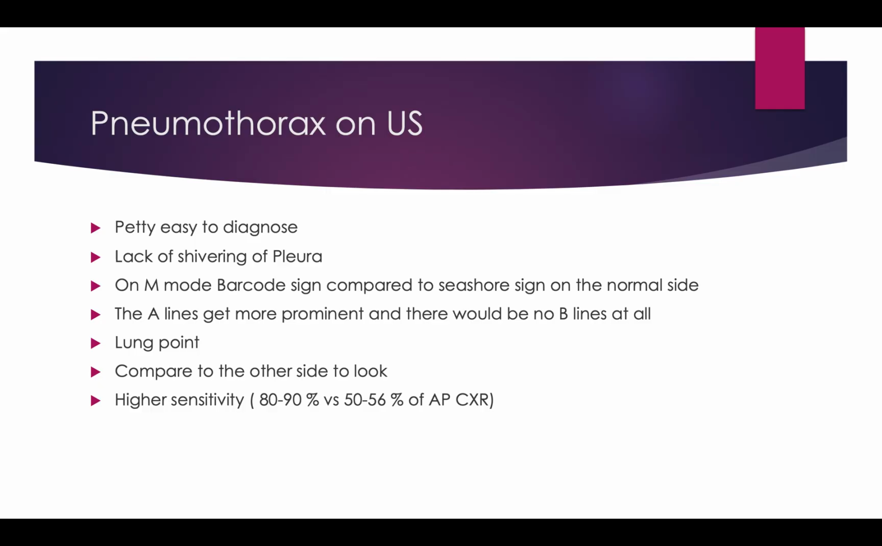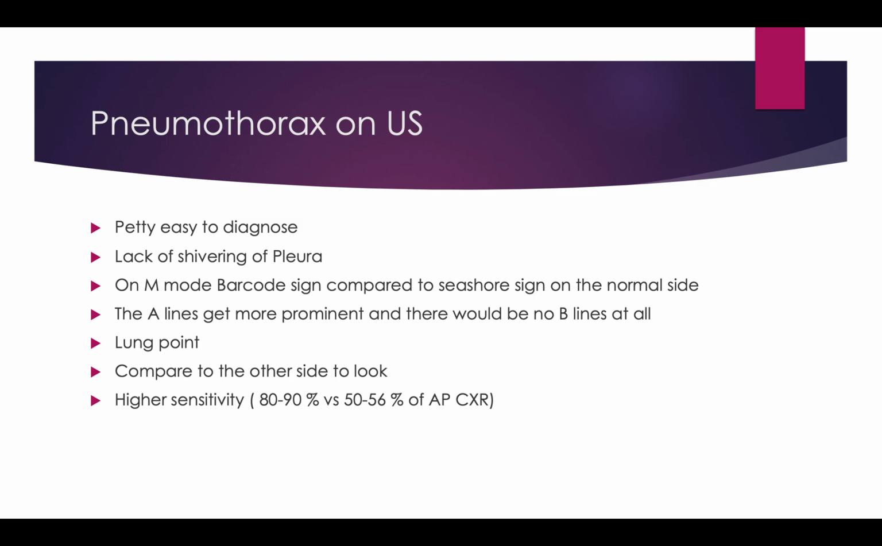That's pneumothorax. So basically what you want to do is do your lung ultrasound, whatever protocol that you use. Lack of shivering, the marching of the ants, whatever you call it, sliding of the pleura, you don't see it, as you clearly could see there. When you put the M mode, the barcode sign appears compared to the seashore sign on the normal side. The A lines, for the more expert ultrasounders out there, get a bit more prominent, and you would not see the B lines whatsoever, because obviously you can see one or two B lines and you're not going to worry about them.